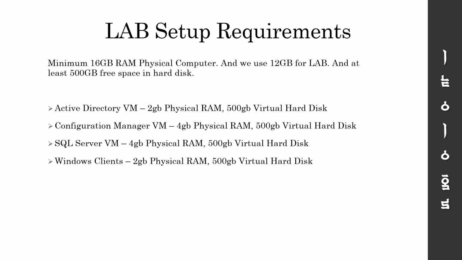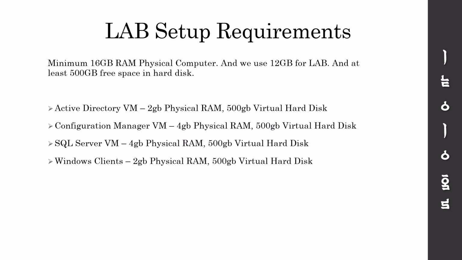So these are the minimum requirements for a minimum 16 GB RAM computer. If your system has 64 GB RAM, you can use 4 GB for AD and 12 GB for CM, like that. In a real-time environment for Configuration Manager, the physical RAM needs to be selected based on the sites you are going to configure. For example, whether you are configuring a standalone primary site or a CAS, central administration site. We'll discuss that later.